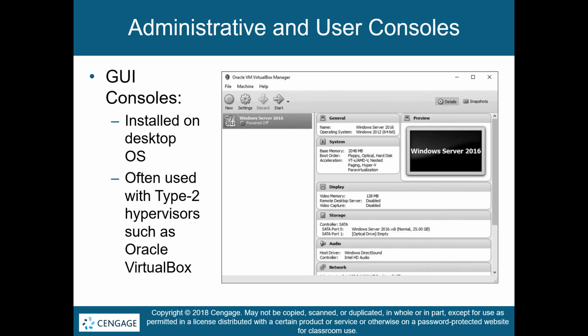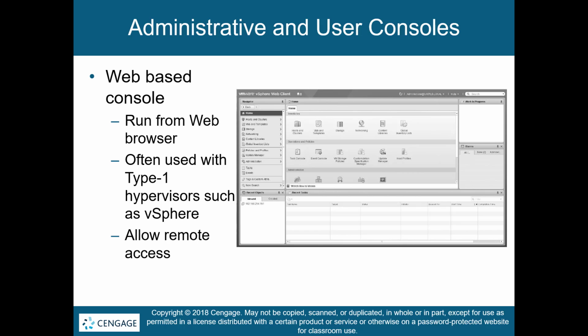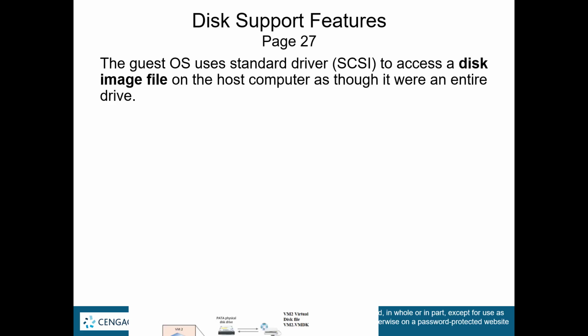Consoles can either be GUI consoles, which are graphical user interface consoles, typically installed on the desktop of the host operating system, and they're most often found with Type 2 hypervisors, such as Oracle VirtualBox, as we see in this picture. The other type of console is a web-based console. These consoles are run from the browser, often used with Type 1 hypervisors such as vSphere, because they allow remote access and many features to be implemented at the browser without having to have a complex software interface at the hypervisor.